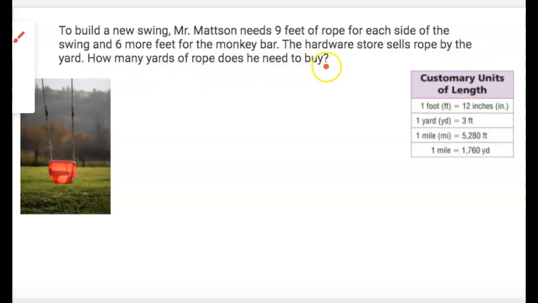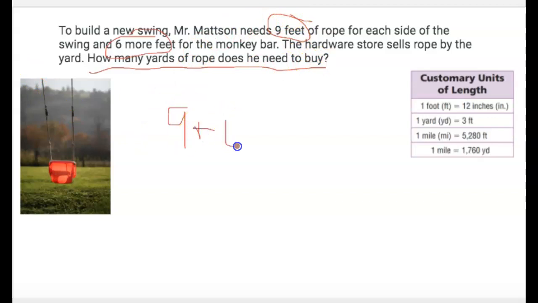Okay, so we have a few things going on here. We got to find the question, which is how many yards of rope does he need to buy? All right, so what do we know about yards? The hardware store sells the rope by the yard, okay? But it doesn't tell us how many yards. It tells us that he needs 9 feet of this and 6 feet of this. So we have to realize that feet can be turned into yards because a yard is made up of feet. So in order to solve this problem, we need to know how many total feet that he has. So he has 9 feet plus 6 feet for a total of 15 feet, okay?